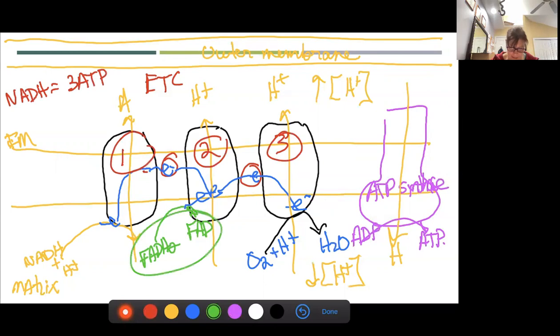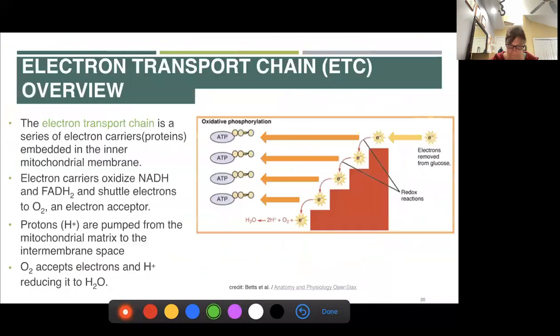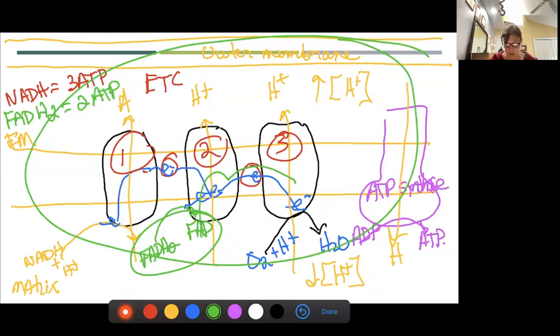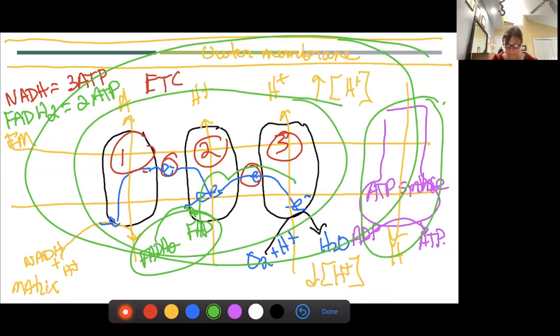Now FAD only goes through 1, 2 pumps. So it's not worth as much. We only get 2 ATPs from that. Okay, so this is where we're cashing out our electron carriers to make ATP. So again, like I said, this whole thing is called oxidative phosphorylation. This here is chemiosmosis. This here is ETC.